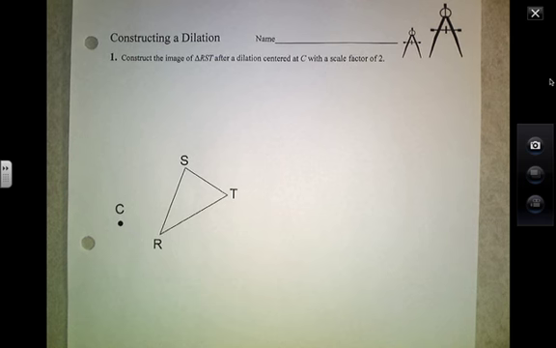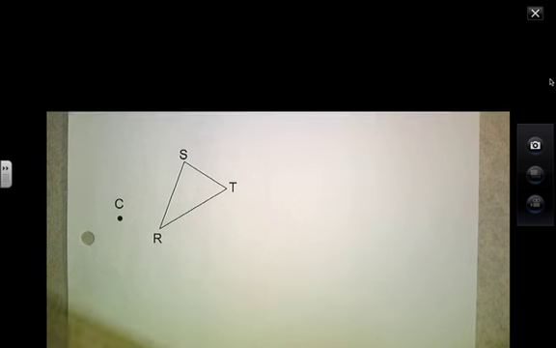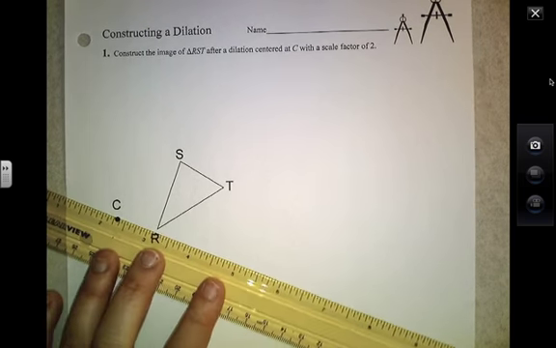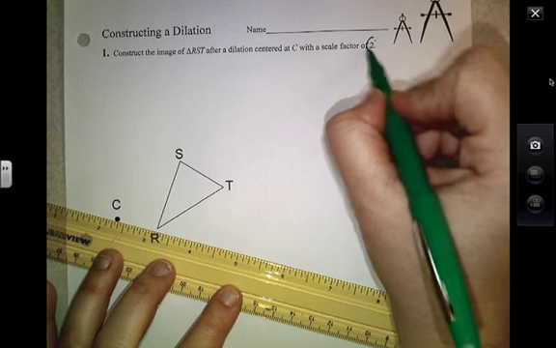Okay, so let's go to page 31 in the pink packet, and we're going to construct the image of triangle RST after a dilation centered at C with a scale factor of 2. So following the steps given on the flashcard, which are also at the bottom of this page, which I can't fit on the screen right now, we're going to connect the center to any of the vertices, and we're going to extend it out because we're going to double the length. That's what a scale factor of 2 is going to have us do.